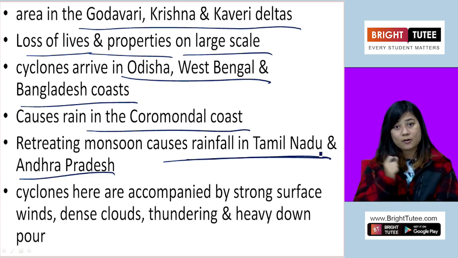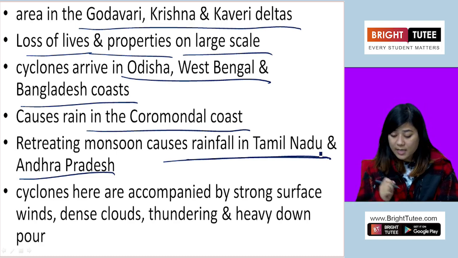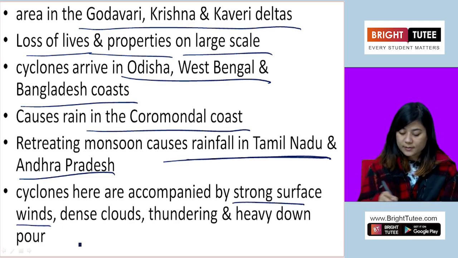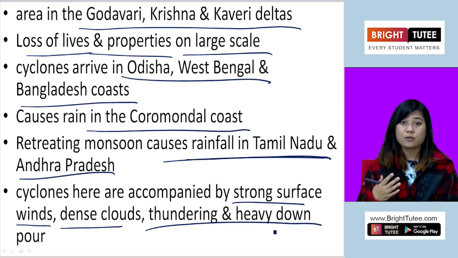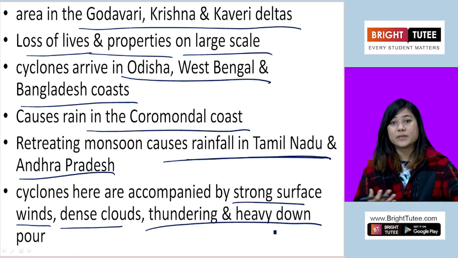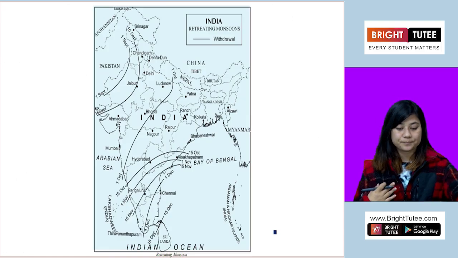And they are also influenced by the cyclonic depression. So the winds are very strong, the clouds are very dense, and there is thundering and heavy downpour. So this is what happens during the retreating monsoon season.